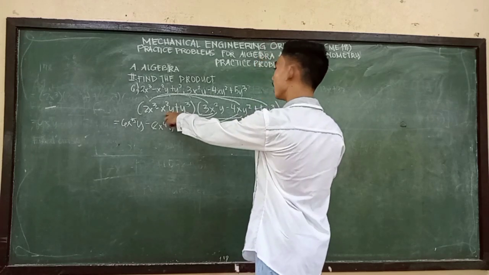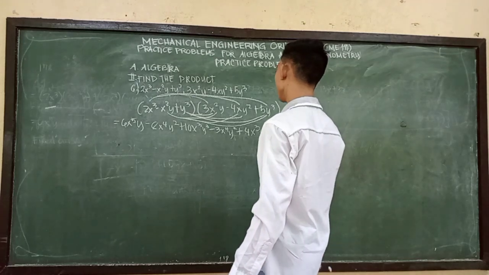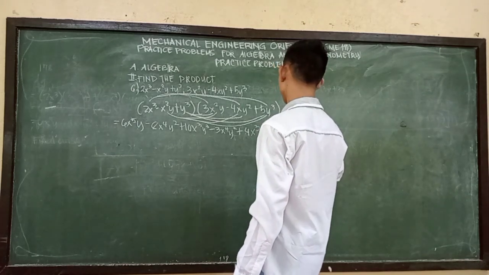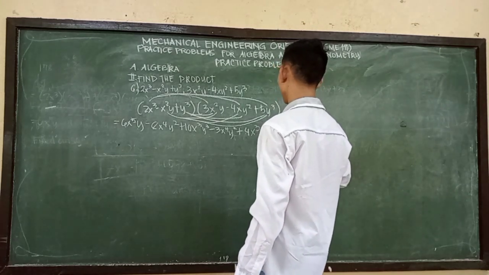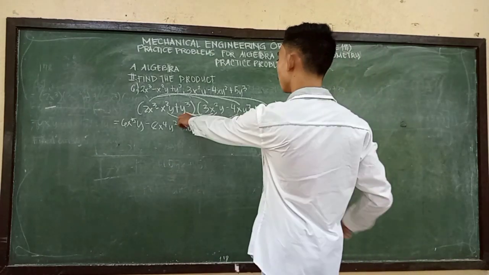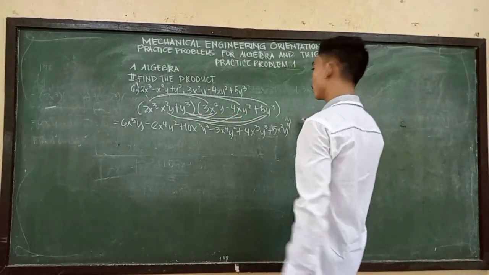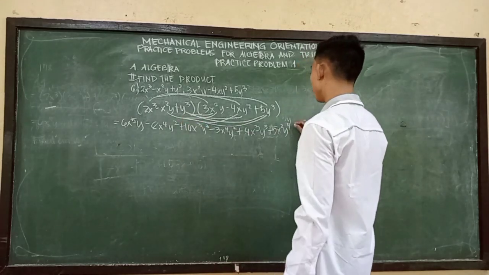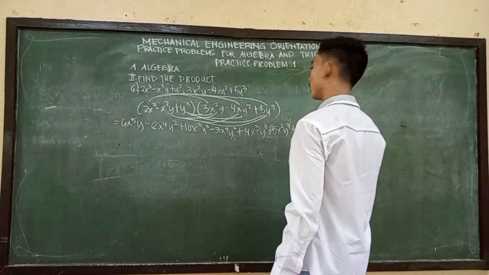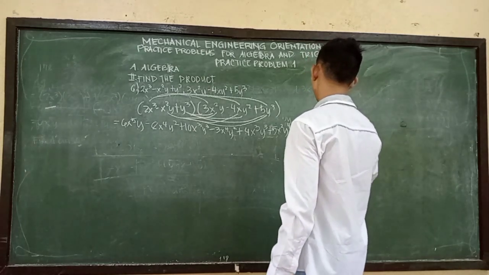And then negative x squared y times 5y will give us negative 5x squared y to the fourth. And then now we will also distribute this y cubed with each term in this equation. So y cubed times 3x squared y will give us positive 3x squared y to the fourth power.